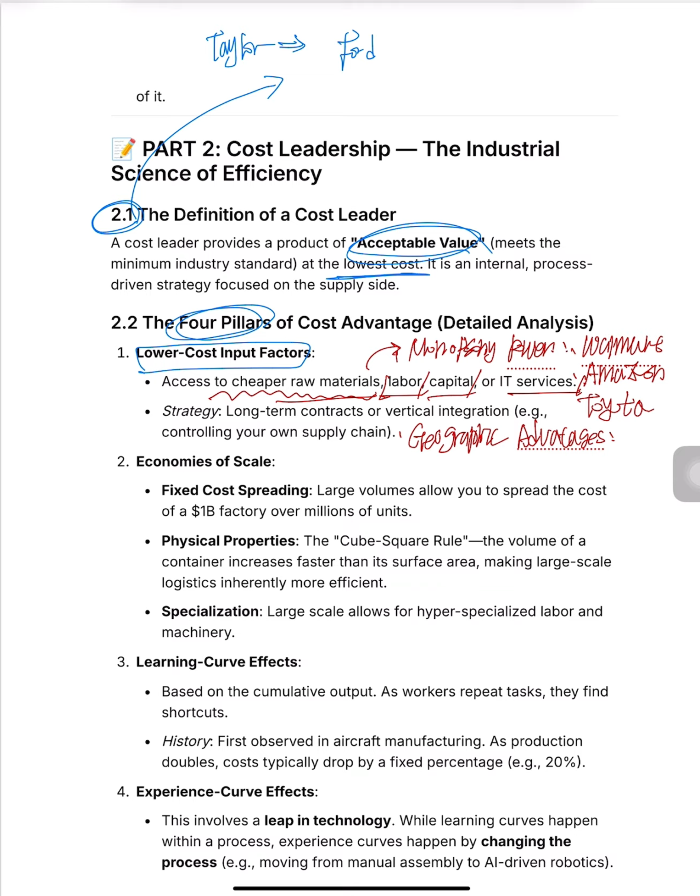A good example is CEMEX, the Mexican cement company, which built dominant cost positions in emerging markets by acquiring local limestone and power plants. So it controlled its two largest input cost drivers before competitors even recognized the opportunity.